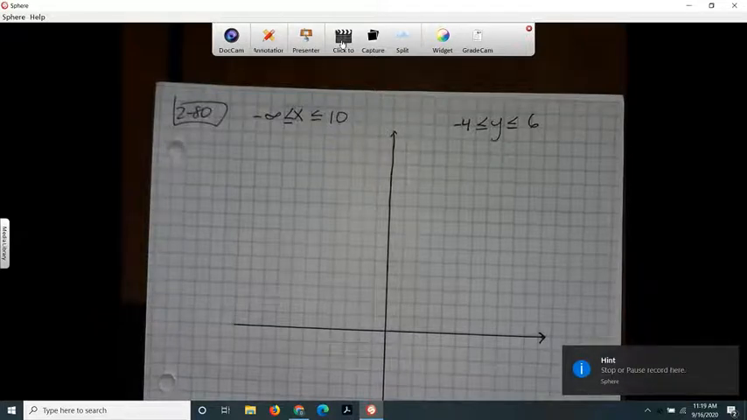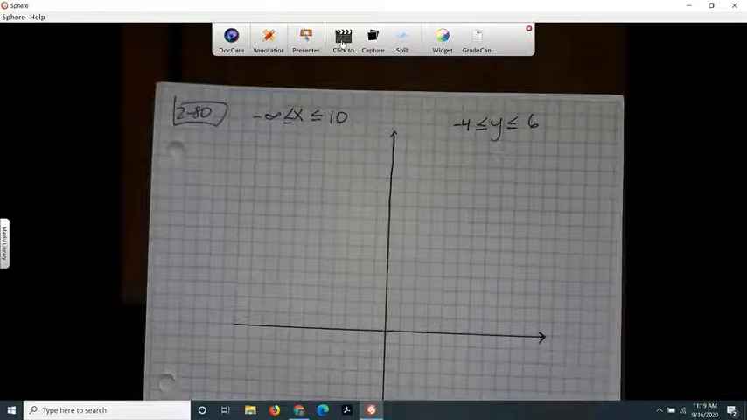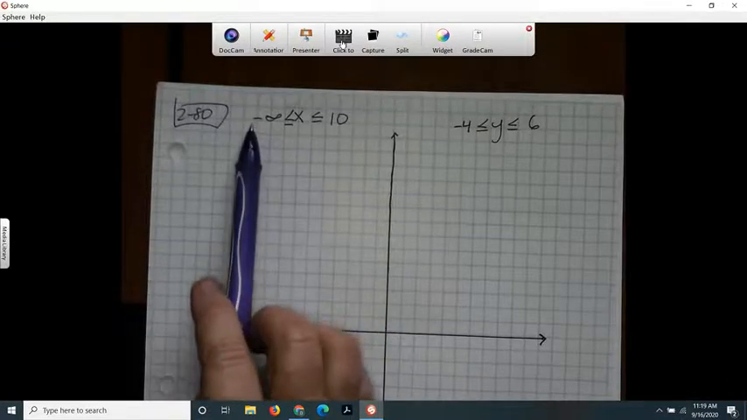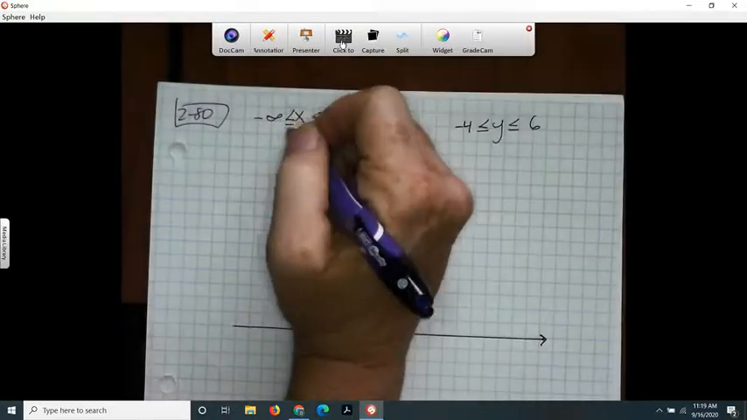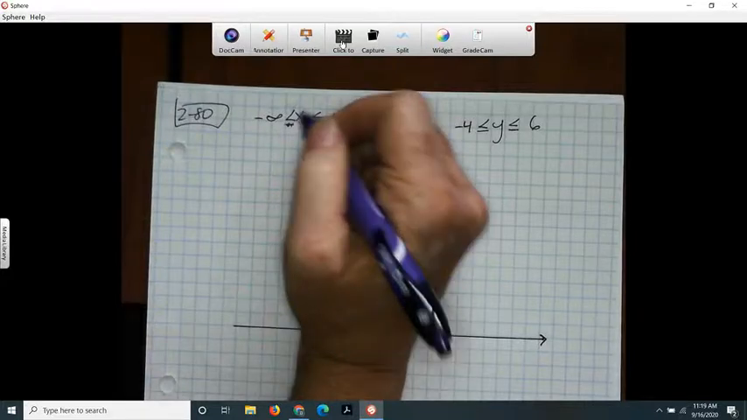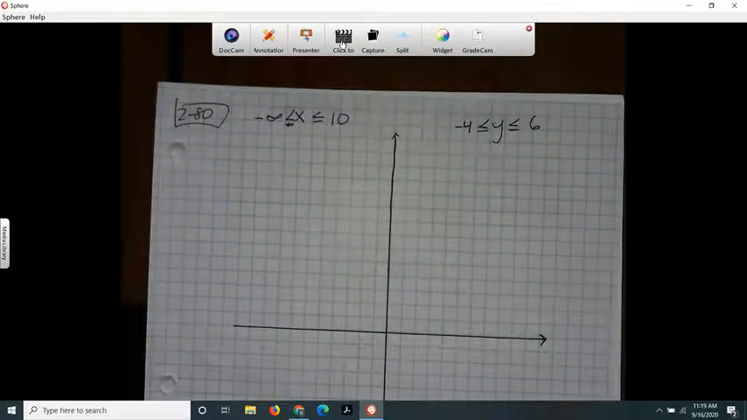Here's Integrated 3, it's problem 2-80. It says sketch a function that has a domain where x is in between negative infinity and 10. Actually, you don't want that underlining part right there. And then a range where y is in between negative 4 and 6. So I'm going to show two different ways.